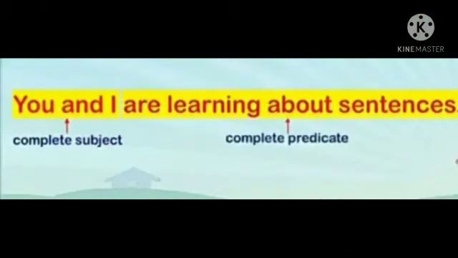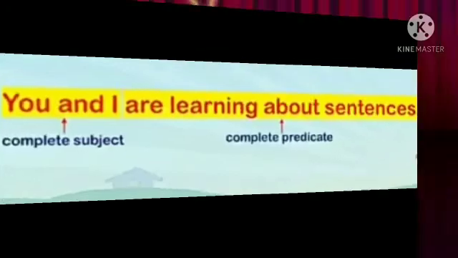For example, as you can see on the next slide, one example: you and I are learning about sentences. So here, you and I are the complete subject, and are learning about sentences is the complete predicate. So as I told you dear children, whenever the subject is used, it is used in a complete subject, and whenever we use the predicate, it is used in the complete predicate. Hope you all understood. Let's move to the next slide.